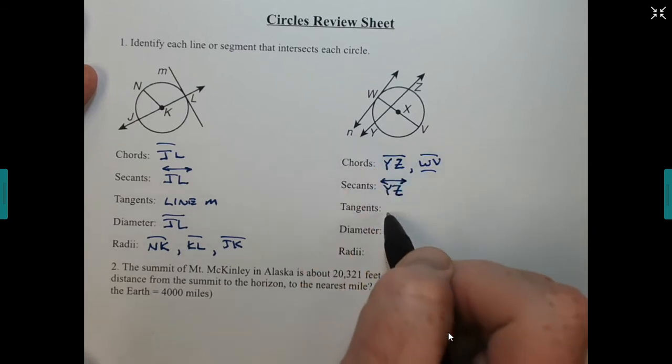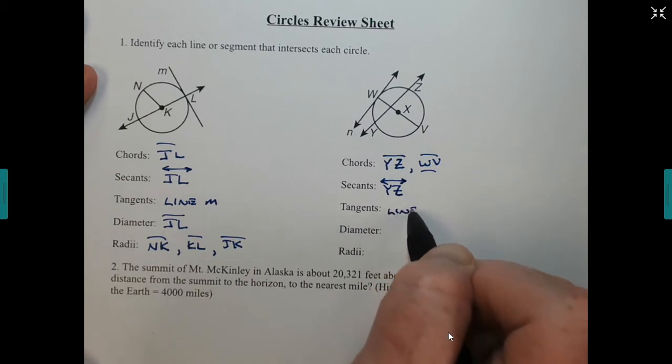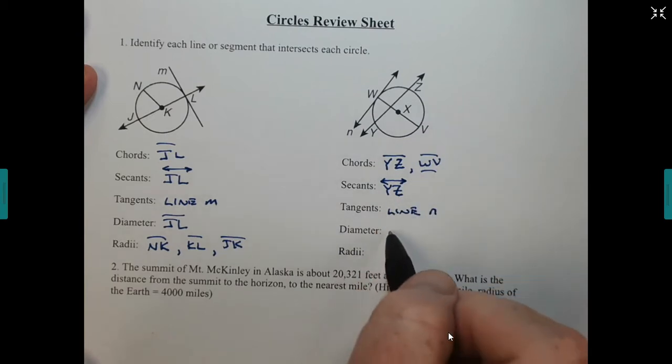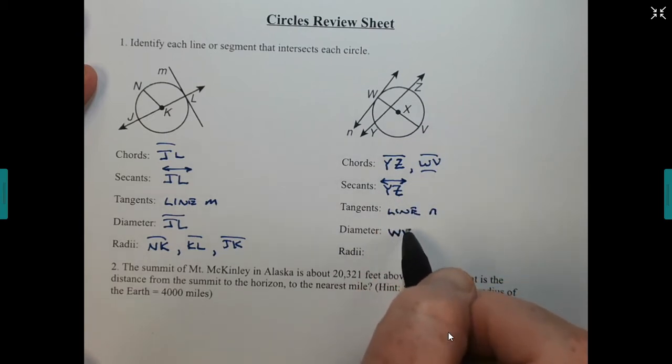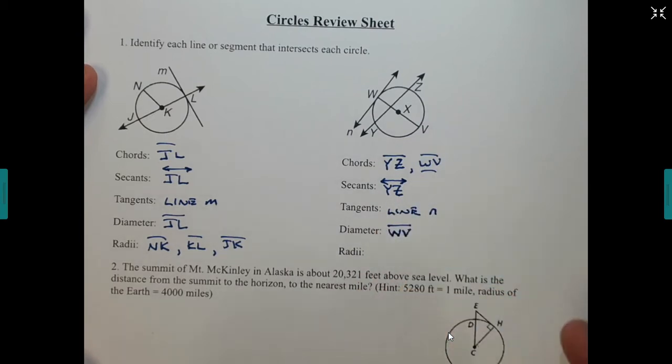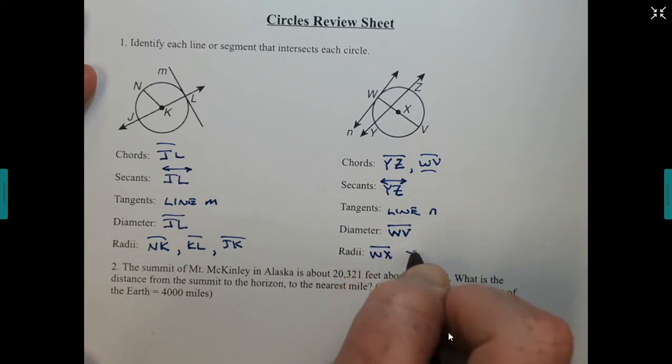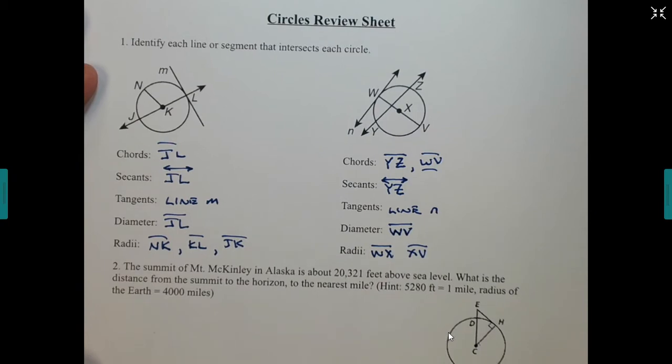Tangent, there's that lowercase letter line, N. And there's only one diameter. WV is the only chord going through the center. Several radii from WX, also XV.